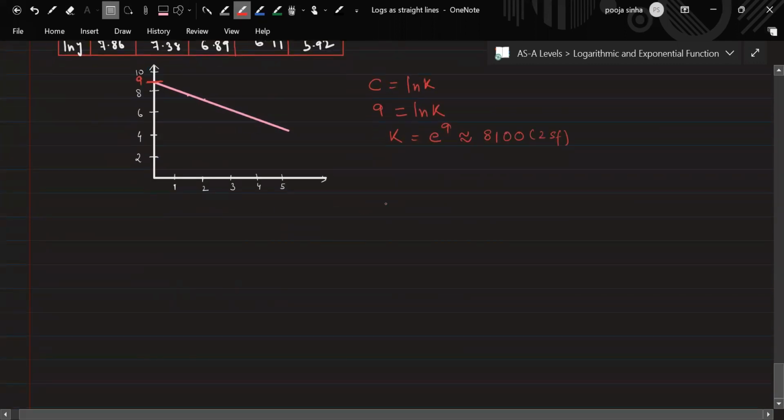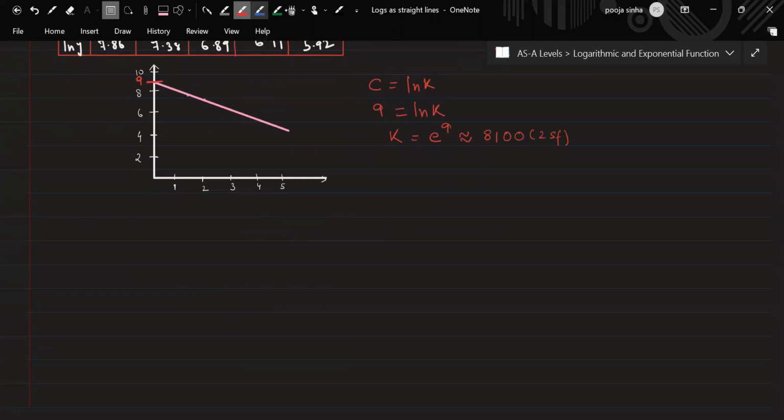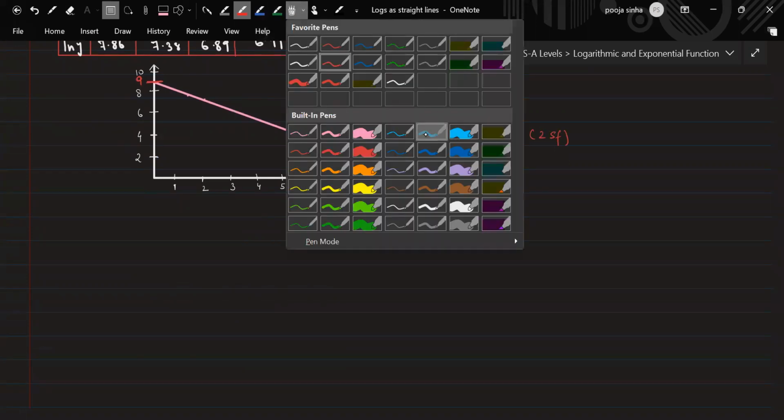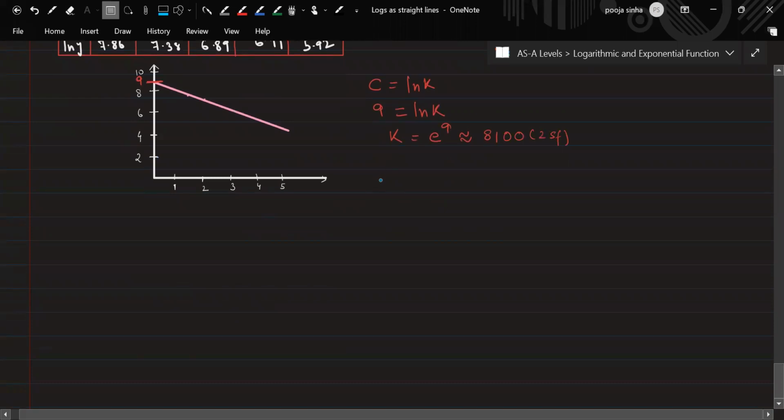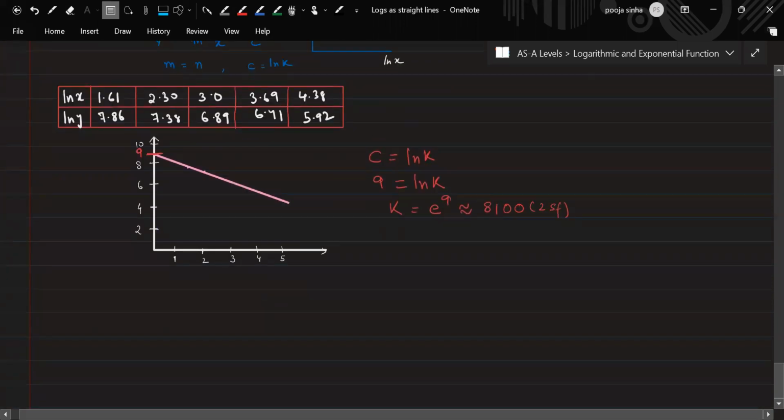Getting the value of m is nothing but the gradient, right? Can't we put x and y values? X and y values or ln x and ln y values? Ln x and ln y. Yes, that's what you're supposed to do. We can put any, right? Take any two, whichever you want to. Take the last one and the first one, or any of these that you want to. Which one do you want? I'll take first and last.